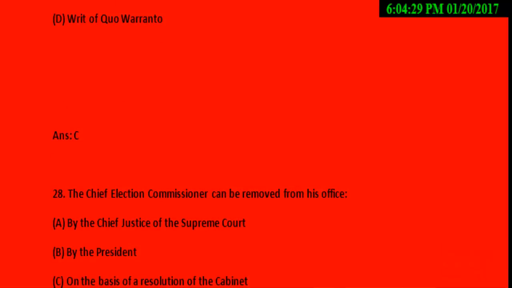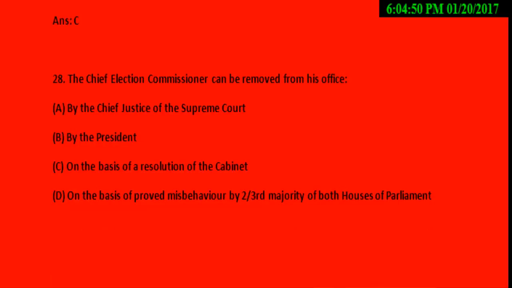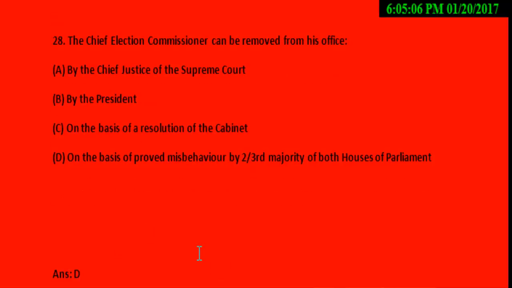Next one is, the Chief Election Commissioner can be removed from his office by the Chief Justice of Supreme Court, by the President, on the basis of a resolution of the Cabinet, on the basis of proved misbehavior by two-thirds majority of both houses of Parliament. So D. Sorry, on the basis of proved misbehavior by the two-thirds majority of both houses of Parliament. I am focusing on the words to make it clear, so sometimes mistakes occur.